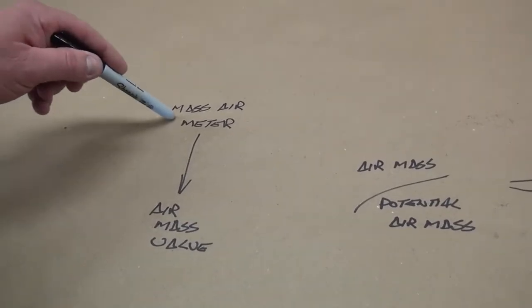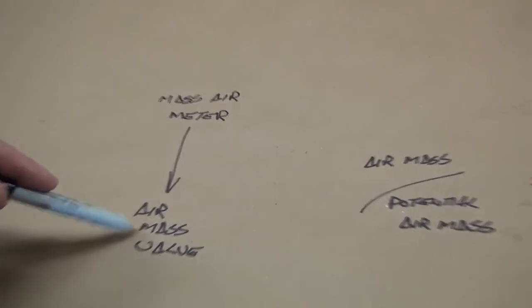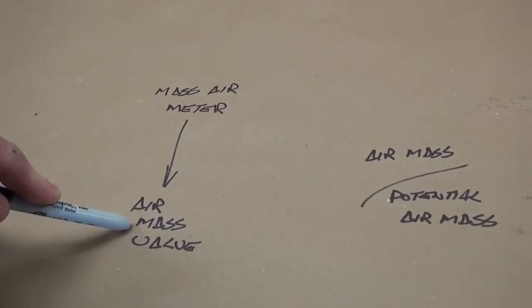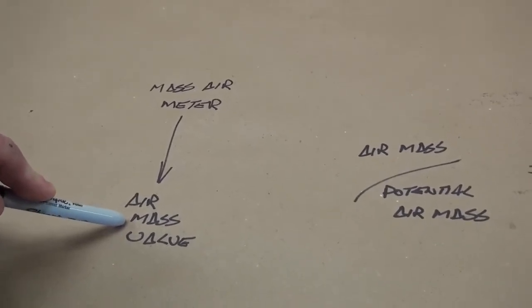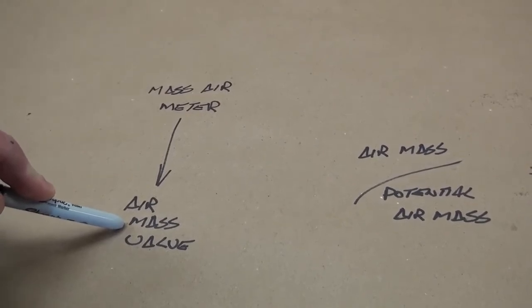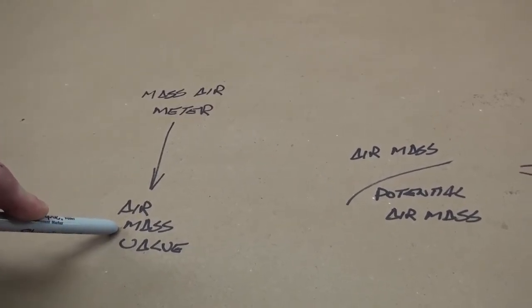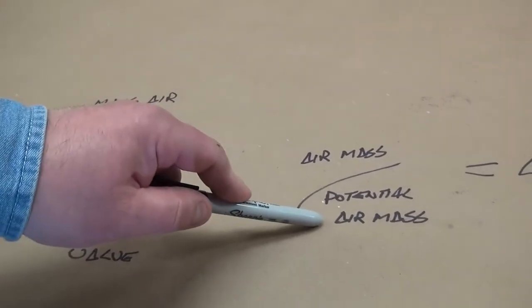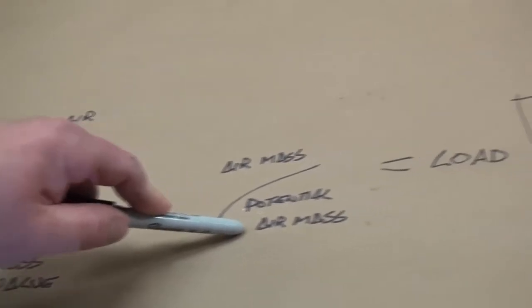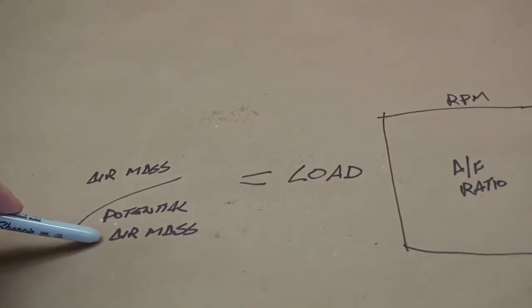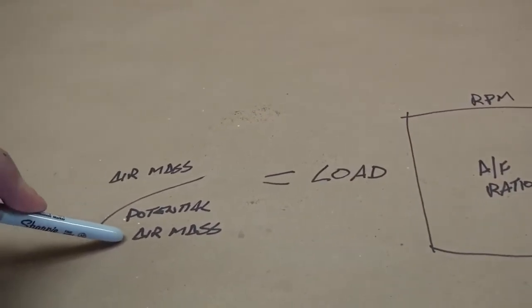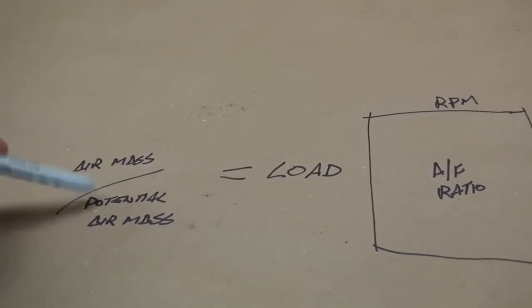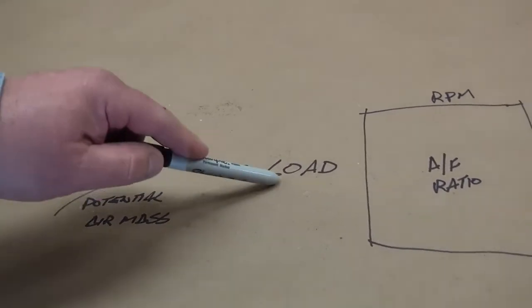We have our mass airflow meter. The mass airflow meter is going to give us an air mass value. This would be the amount or the mass of air that's being ingested by the engine at any given time. We're going to take our air mass value and divide it by our potential for air mass. The potential for air mass is simply calculated by looking at your cubic inch displacement. Air mass divided by potential air mass equals load.